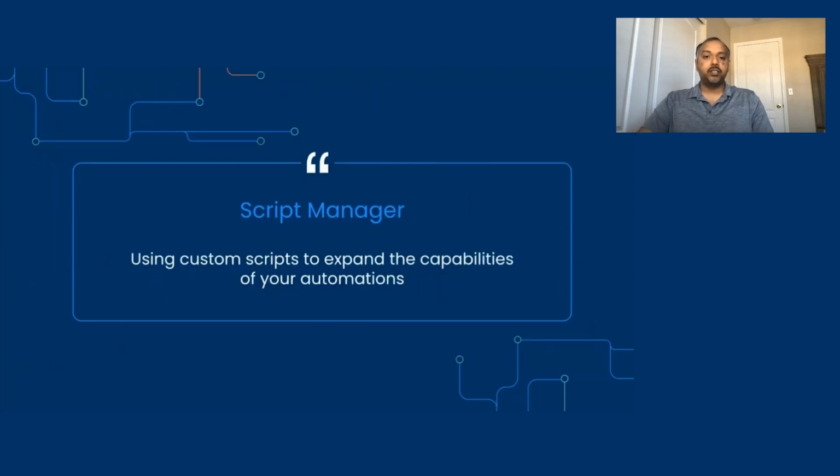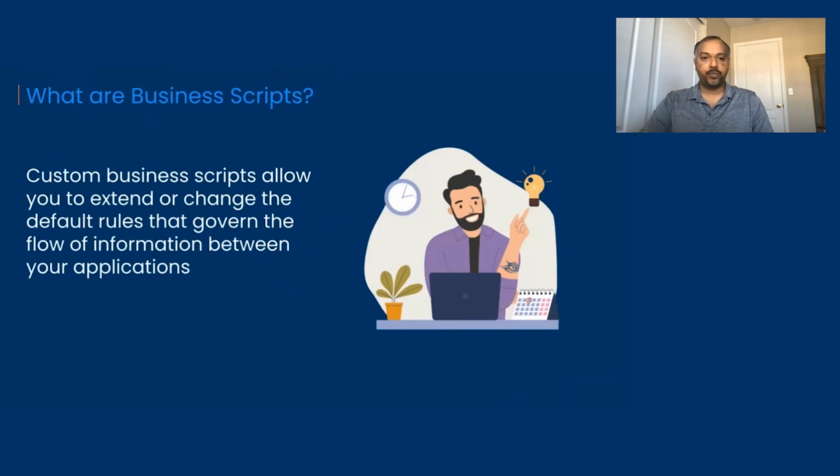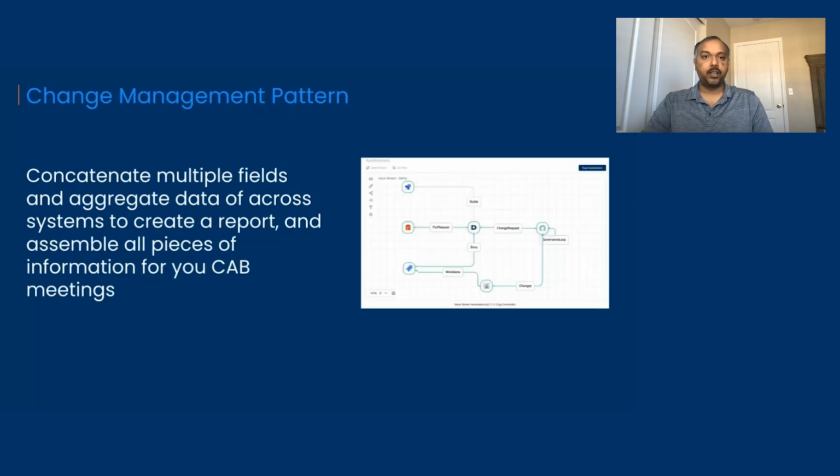So Scripting Manager helps you to write custom business logic or organization logic and intercept your automations and your data flow. So what are business scripts? Custom business scripts help you to extend or change the default rules that govern the flow of information between the applications that you have connected in your value stream. Let's take an example of where you can use these particular business scripts.